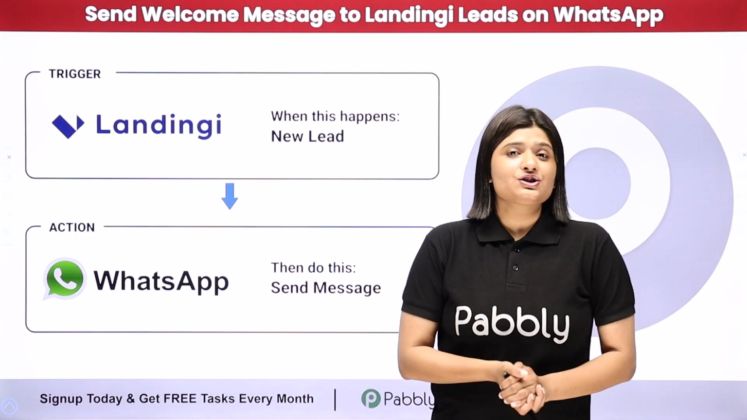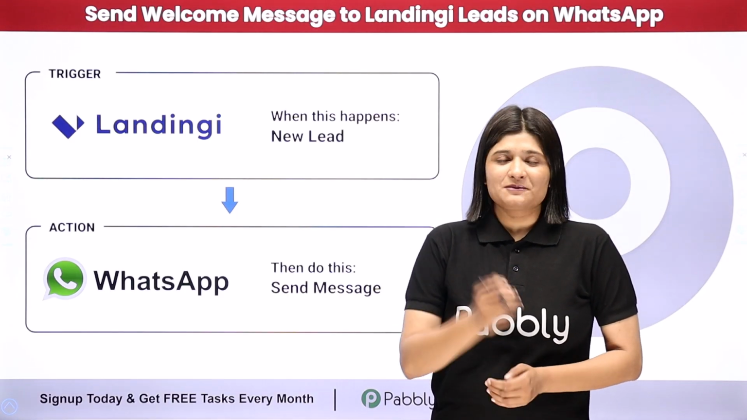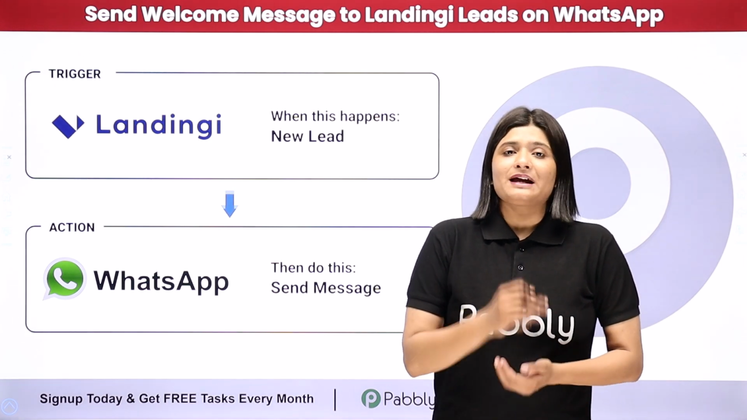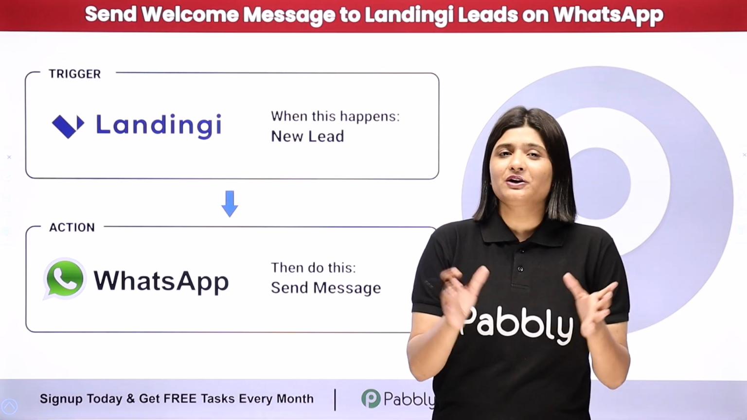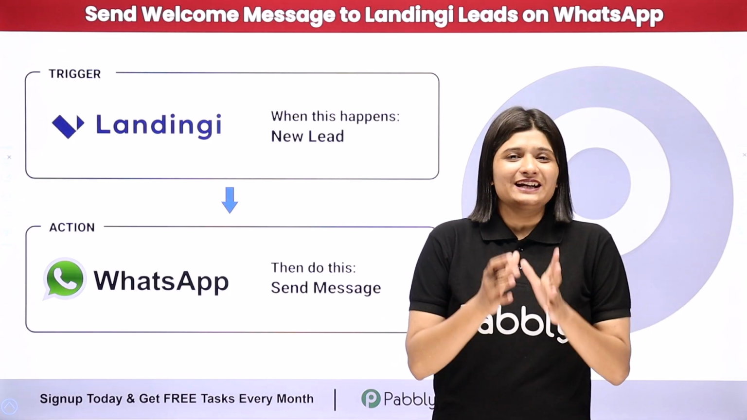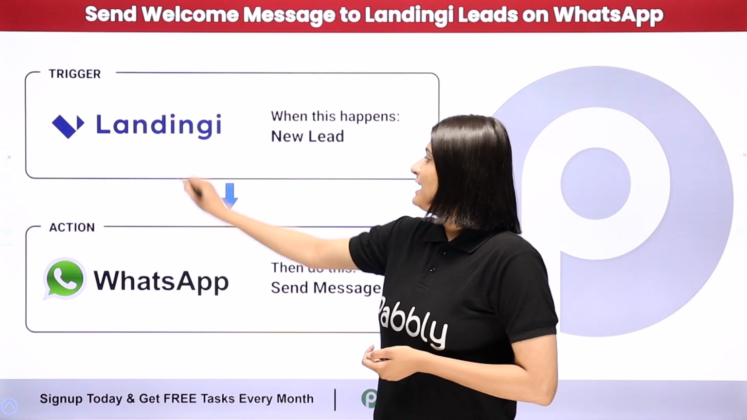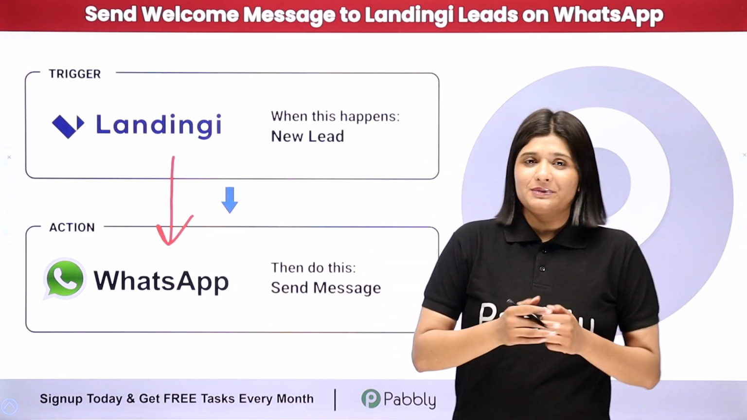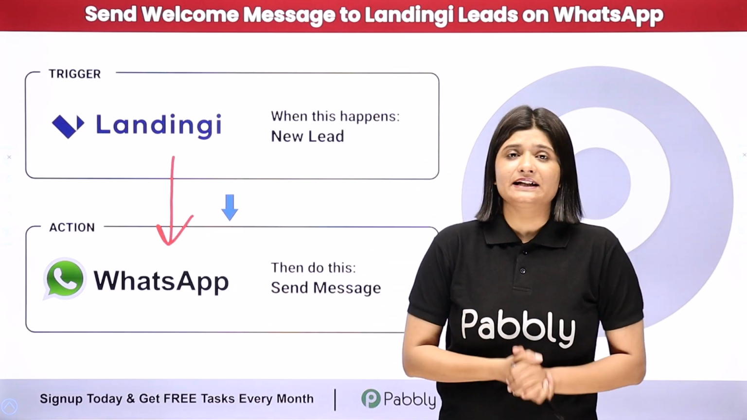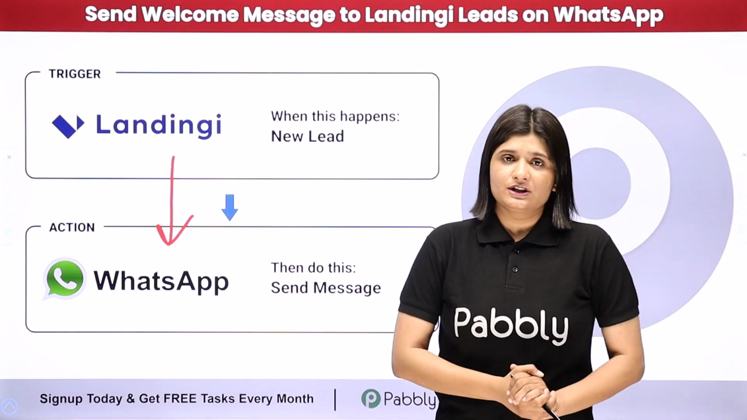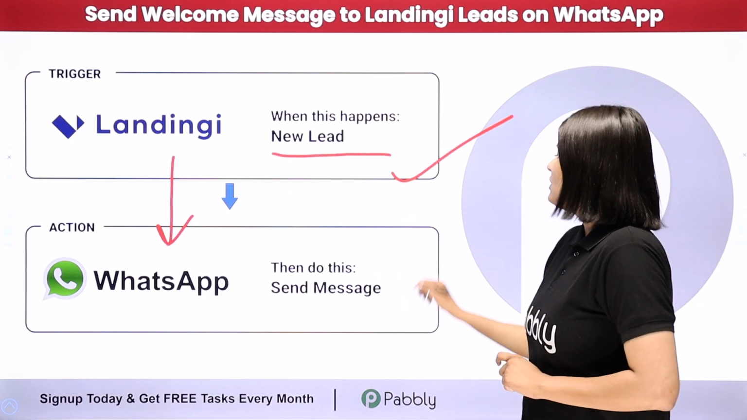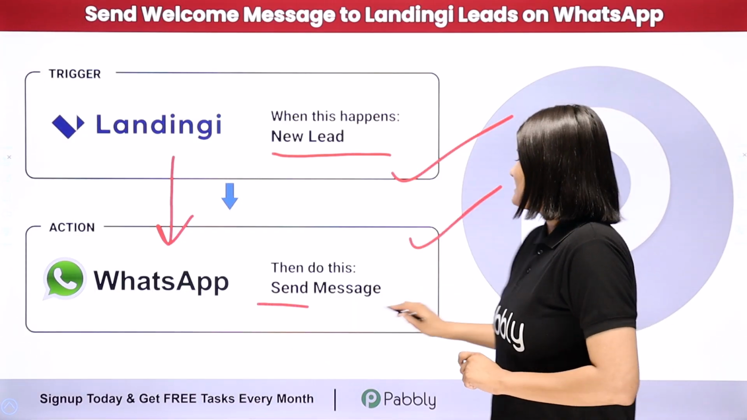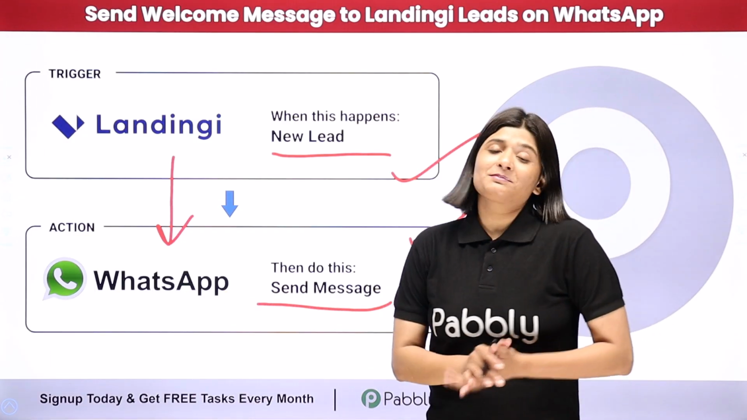And to do this automation, I'm going to use Pabbly Connect. So Pabbly Connect is an amazing automation and integration software which requires no coding or programming skills. Here I just need to build connection between Landingi and WhatsApp Cloud API. With the help of Pabbly Connect, I'm going to build this connection in such a way that whenever I'm going to receive a new lead from Landingi, automatically a WhatsApp message will be sent using WhatsApp Cloud API.